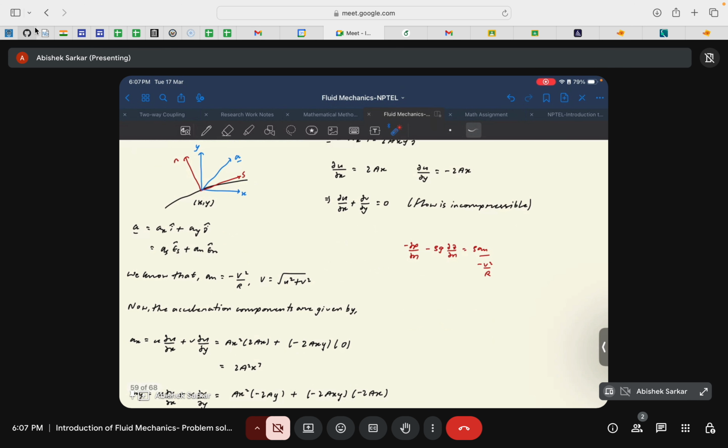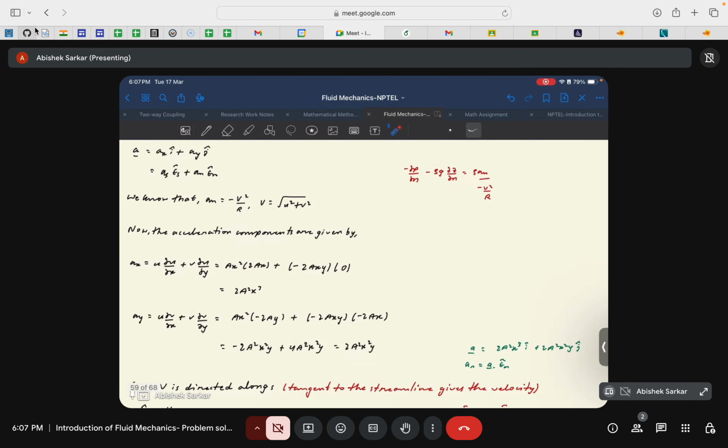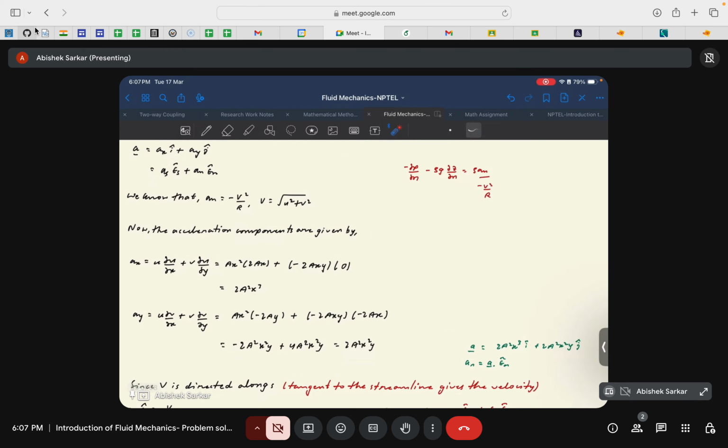We will proceed further with the example as it was discussed by Prof. Chakraborty. Let us see what we can do. We know that from Euler's equation of motion along the normal direction to the streamline, this is the equation that we have in our hand: dou p by dou n minus rho g dou z by dou n is equal to rho an, where an is the acceleration along the normal direction, normal to the direction of the streamline, which is basically the centripetal acceleration or centrifugal acceleration.